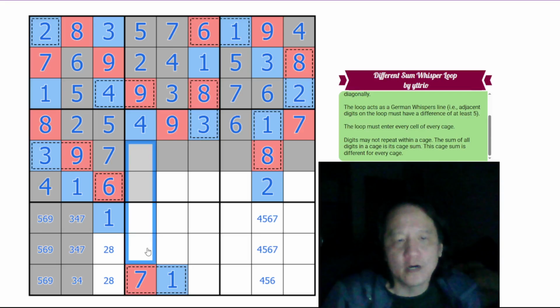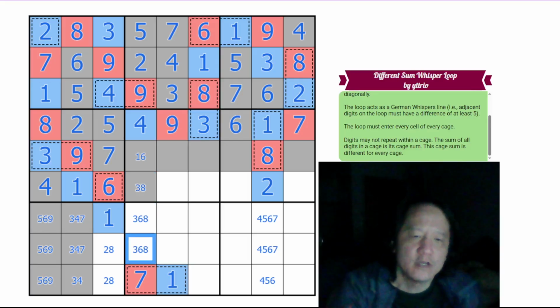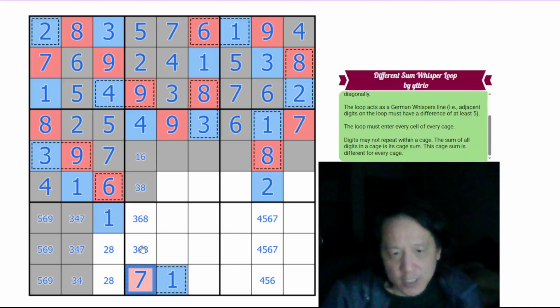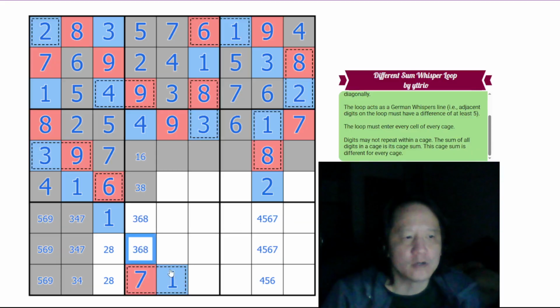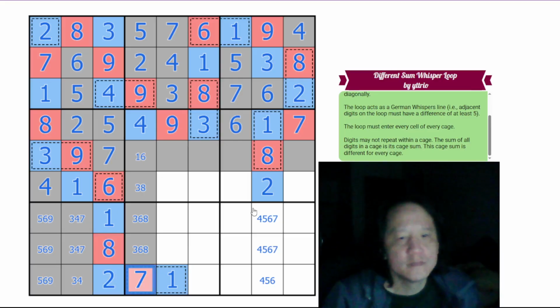Remaining digits in column 4 have to be 1, 3, 6, and 8. No 3 and 8 here, no 1 and 6 here, no 1 here, no 1 here. This digit cannot be next to that digit here because it's not 5 away from 7. So these cannot be on the line. It must go to here, high, and this low. So this is 2, this is 8, to connect to the 7.